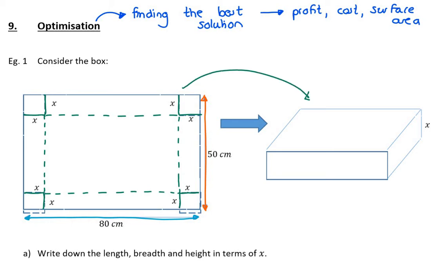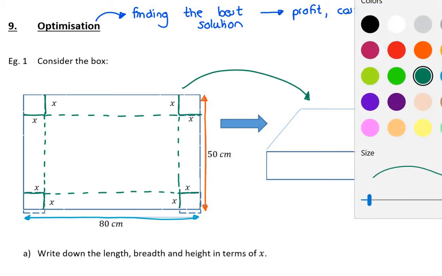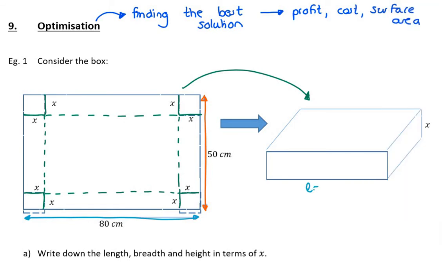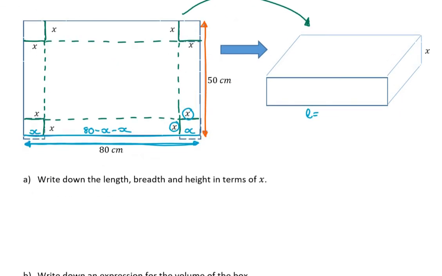So here's my three-dimensional box. This three-dimensional box will have a length and a breadth, and the question is, what is the length and the breadth equal to? Well, let's first look at the length, because you'll notice the first question says write down the length, breadth and height in terms of x. So first of all, the length: the full length of the box was 80 centimeters, but then I removed x over there and I removed x over there, so this becomes 80 minus x minus x. So immediately I know that my length, if I rewrite that in a more simplified fashion, is 80 minus 2x.